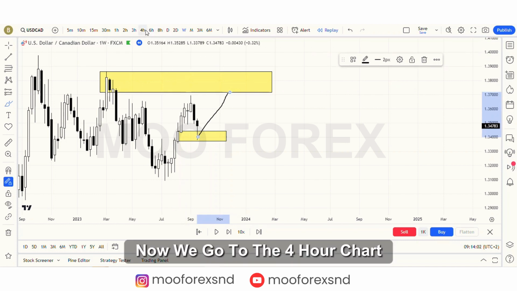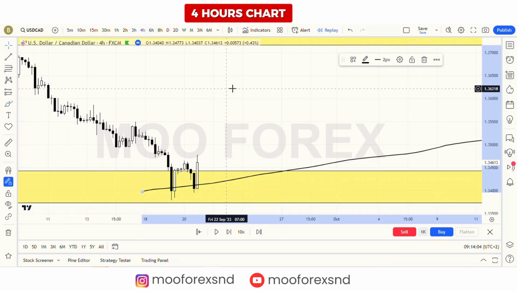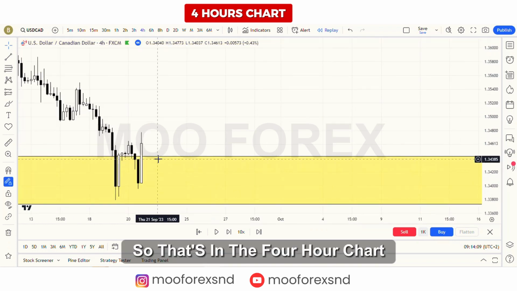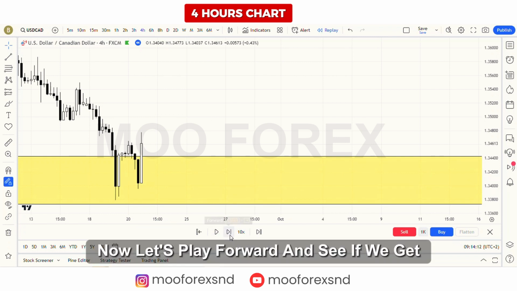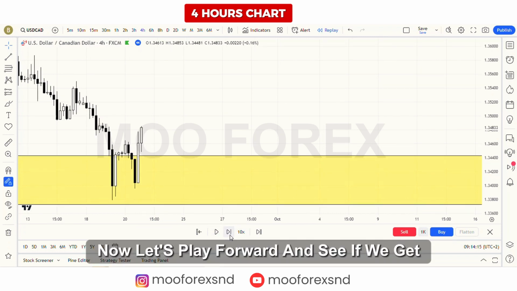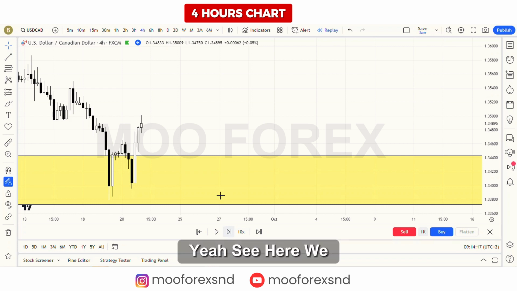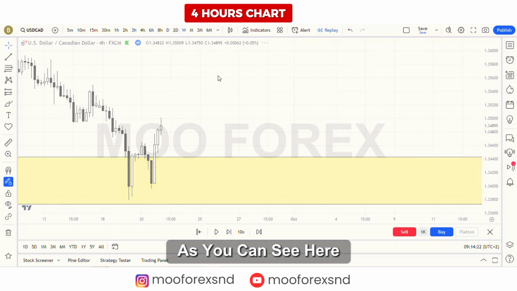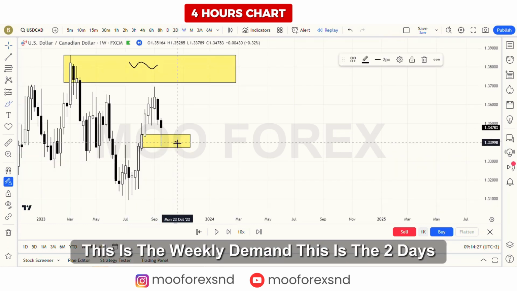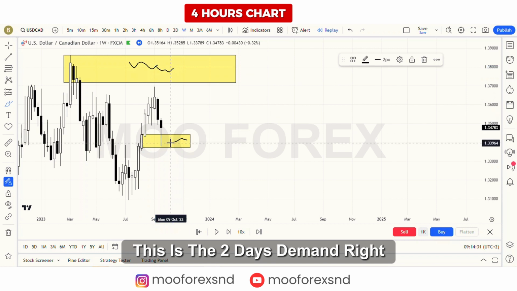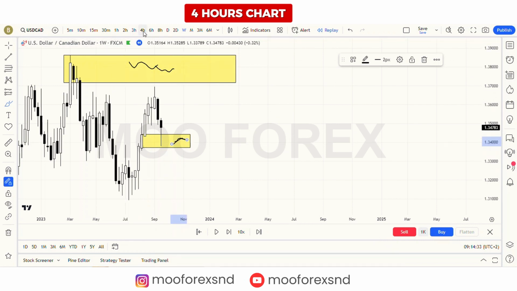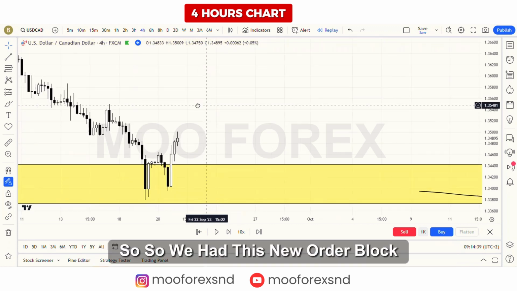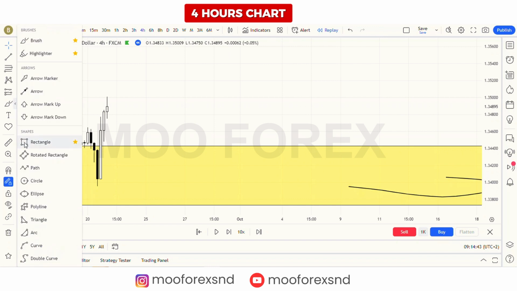Now we go to the 4-hour chart. So that's the 4-hour chart. Now let's play forward and see. As you can see here, this is the weekly demand, this is the 2-day, this is the weekly supply, sorry, this is the 2-day demand, right? But price is actually trending up on the weekly. So we had this new order block.